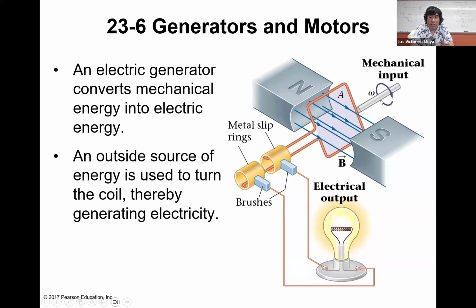You have the manivelle, that's the mechanical input. So now you're not pushing it or pulling it. Now you are rotating it. This W, I hope you guys remember, is your angular speed, or if it's a vector, angular velocity. That's your magnet there, north and south.